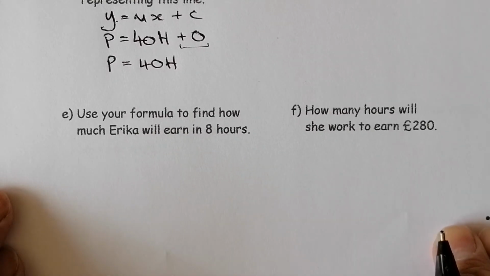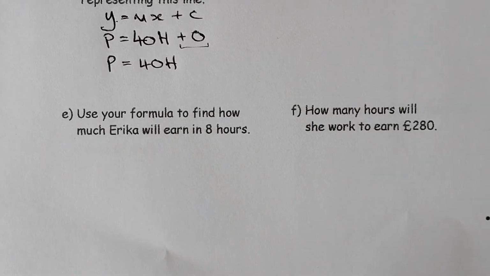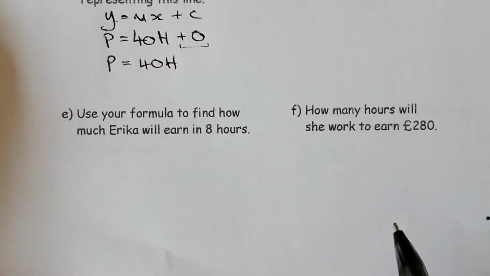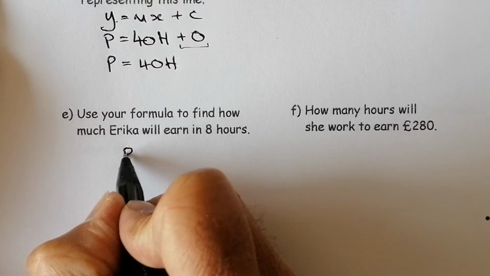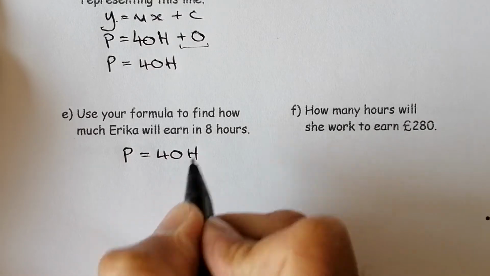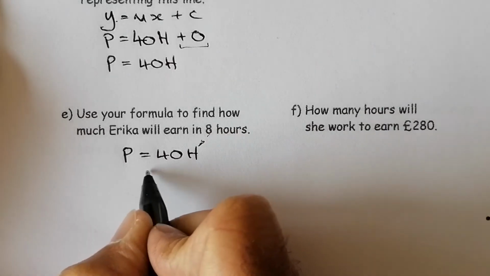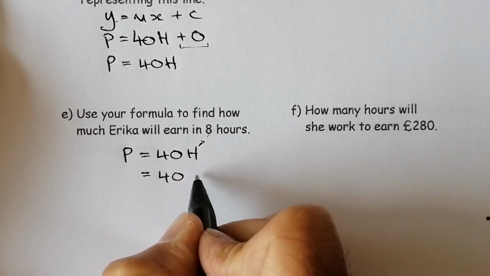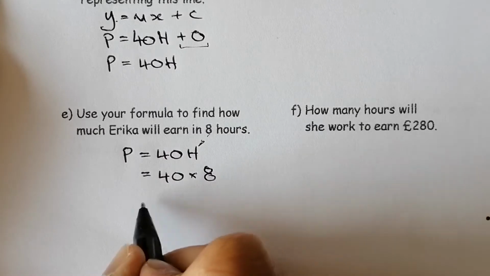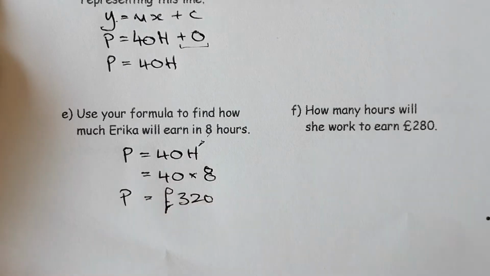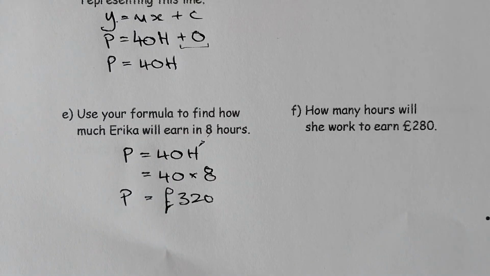Use your formula to find how much Erica will earn in 8 hours. So the thing with this type of question, you probably know what the answer is, but you must show that you work out the formula and you use the formula. So let's start with it. p is equal to 40h. So what I'm going to do is sub that 8 hours into there. Okay, so the pay is going to be 40 times 8. So that's going to give me £320. So the pay is going to be £320. Okay, so that's how much Erica will earn.